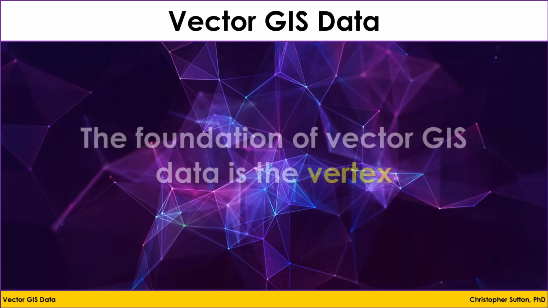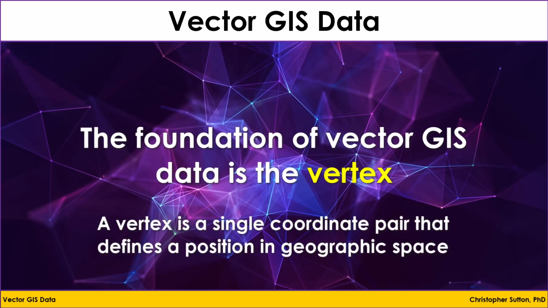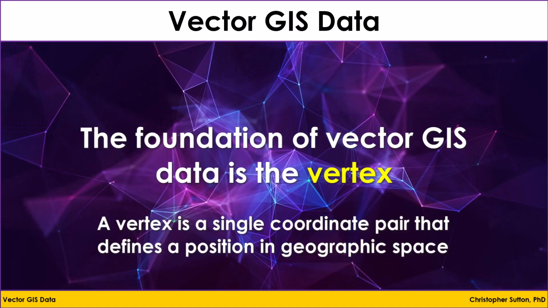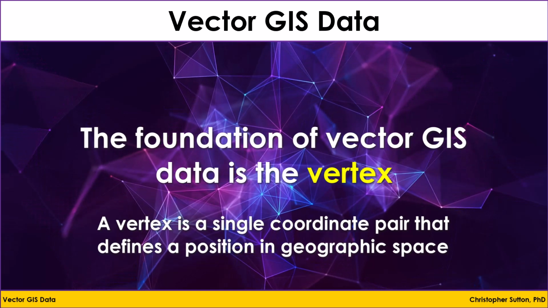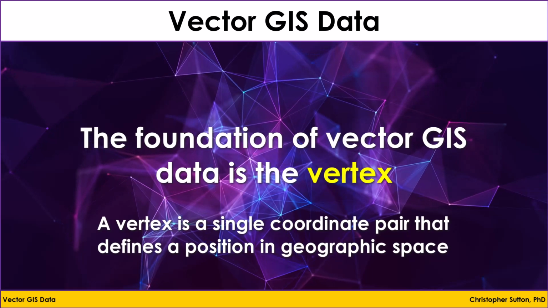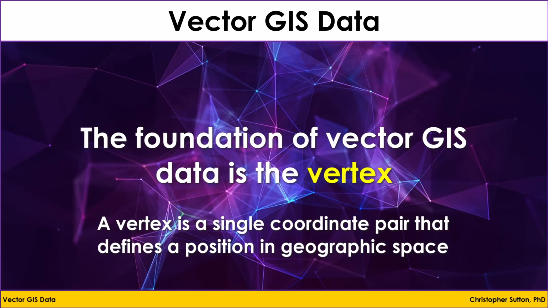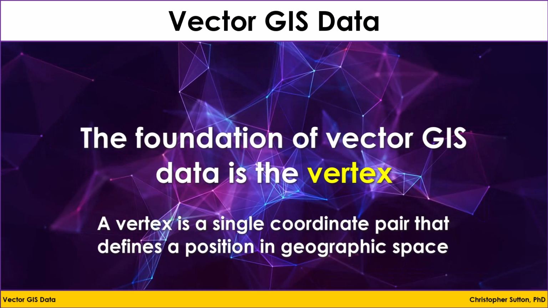The foundation of vector data is the vertex. A vertex is a single coordinate pair, which can be x and y or longitude and latitude, for example, that defines a position in geographic space. Vertices are the building blocks of vector data and can represent features as individual discrete points, as lines, and as polygons. Let's look at each of these. We'll begin with point features.